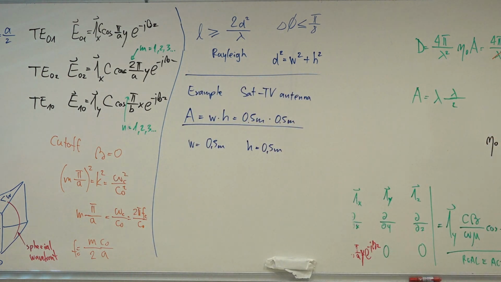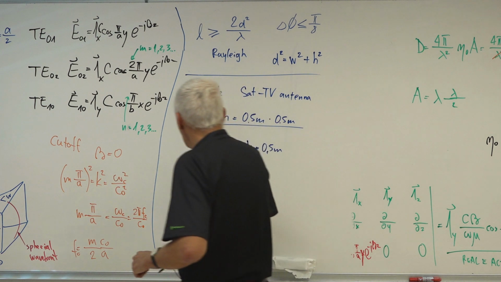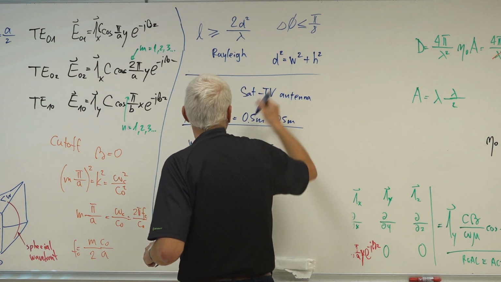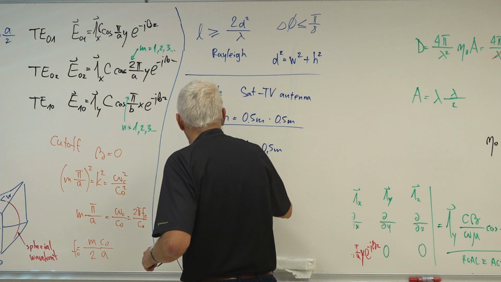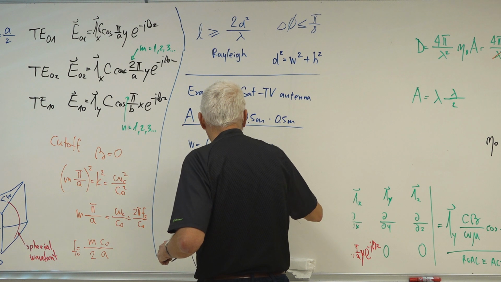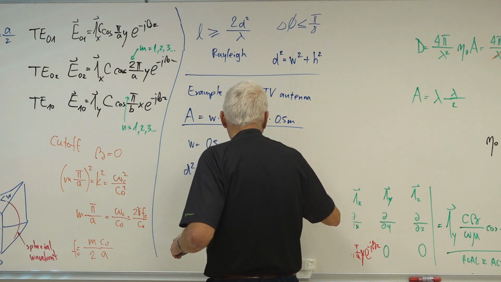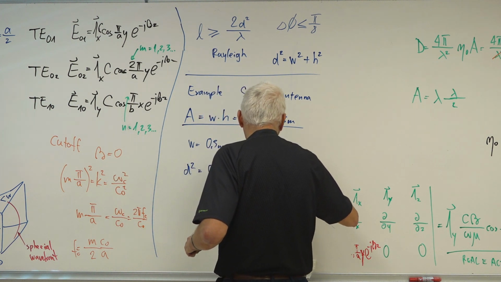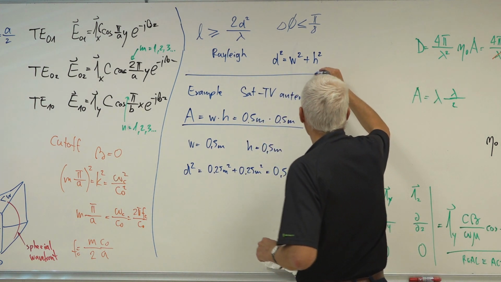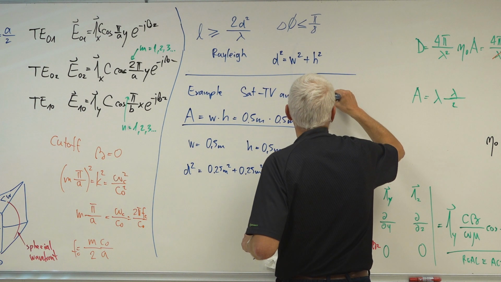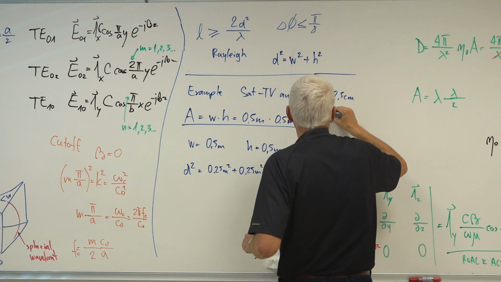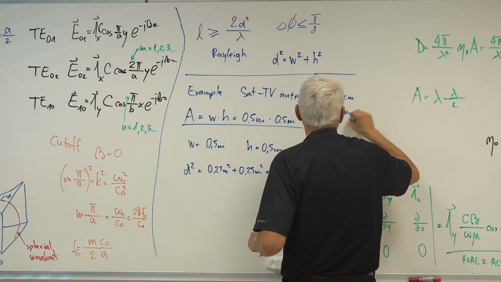We calculate now what is d squared. D squared is now W squared, 0.25 meters squared, plus H squared, 0.25 meters squared. This is now half a meter squared. Okay? And a satellite TV antenna operates at a wavelength of 2.5 centimeters. This is a frequency of 12 gigahertz for satellite TV. Okay?